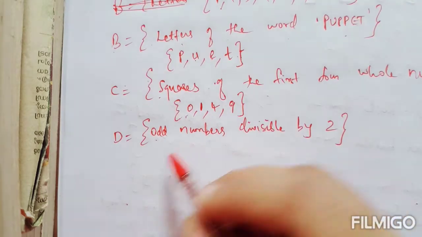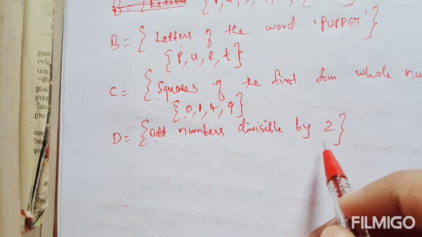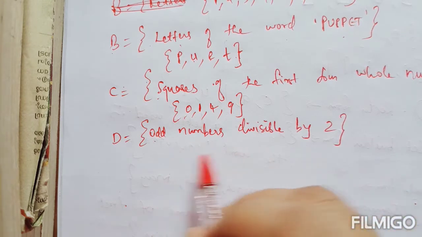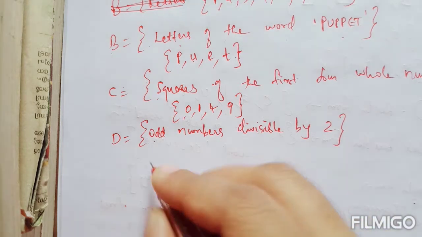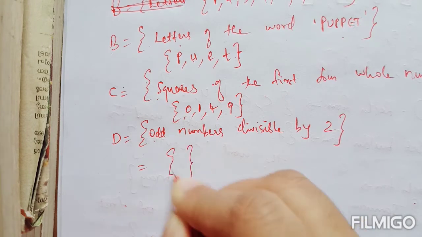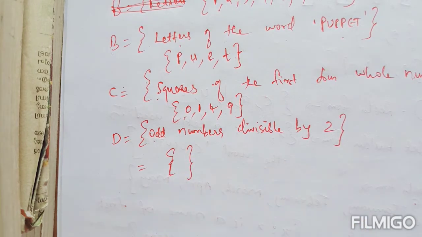Next D, set of odd numbers divisible by 2. So odd numbers divisible by 2. Is any odd number divisible by 2? No, we can't find an odd number that is divisible by 2. So this set is an empty set. Okay, null set it is.